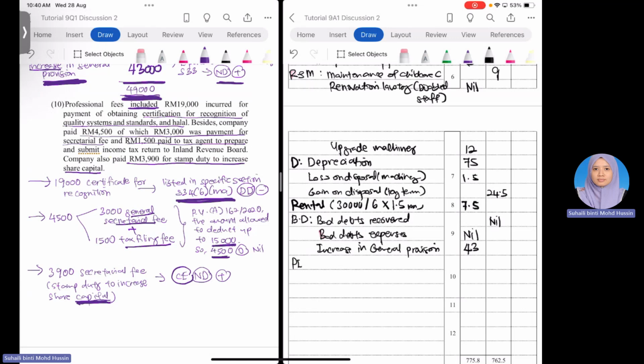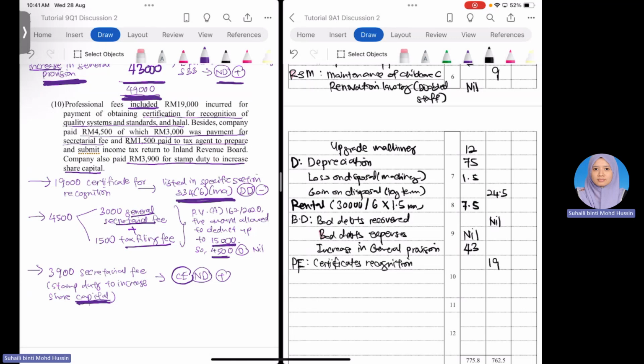Okay, professional fees. Double deduction. So you can deduct one more time 19,000 ringgit in the SOCI. Okay, and then the second payment is for the secretarial fee plus tax filing fee, 4,500 ringgit.